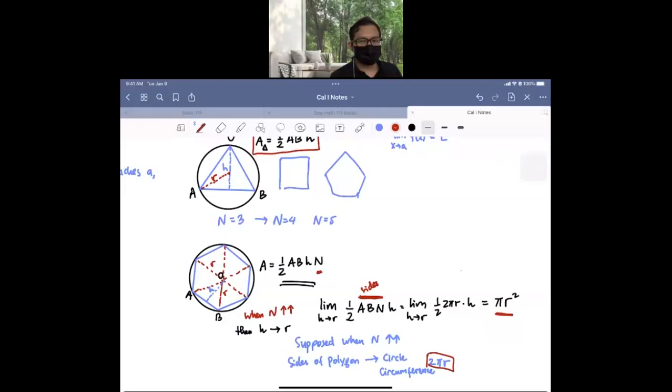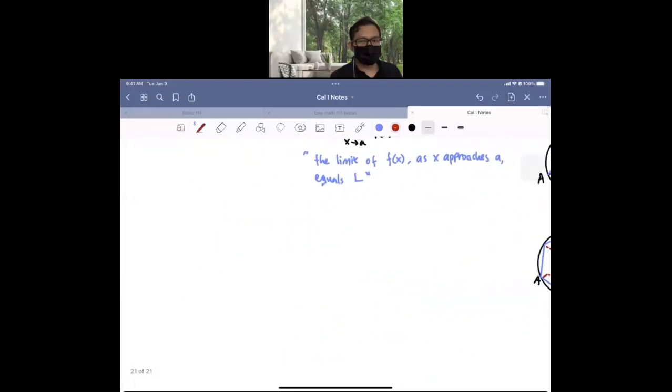Now, let me give you a limit here. The limit as x approaches 0 of sine x over x is equal to 1. How do we know that this equals 1?